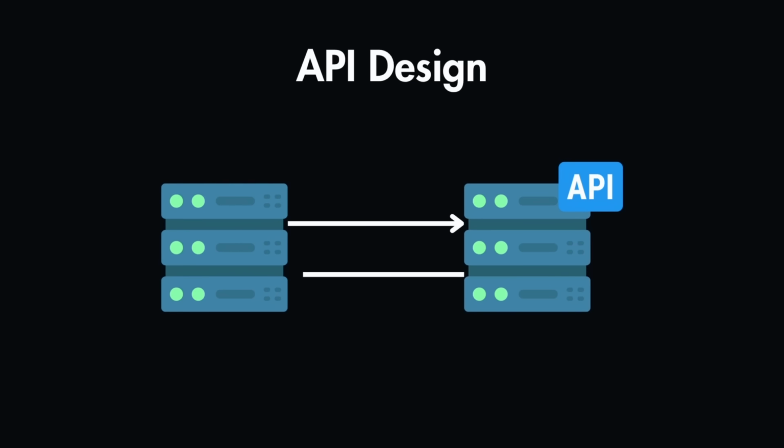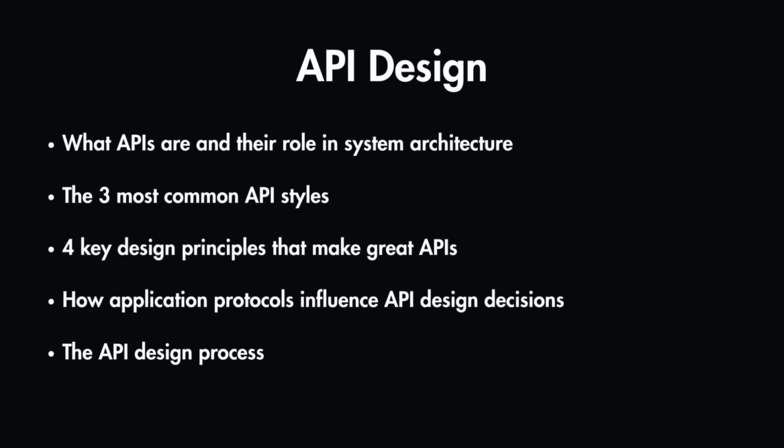Welcome to this section where you will learn the fundamental principles of API design, which will enable you to create efficient, scalable, and also maintainable interfaces between software systems. Here is what we are going to cover in this lesson. We'll start from what APIs are and what is their role in system architecture. Then we'll cover the three most commonly used API styles, which are REST, GraphQL, and gRPC.